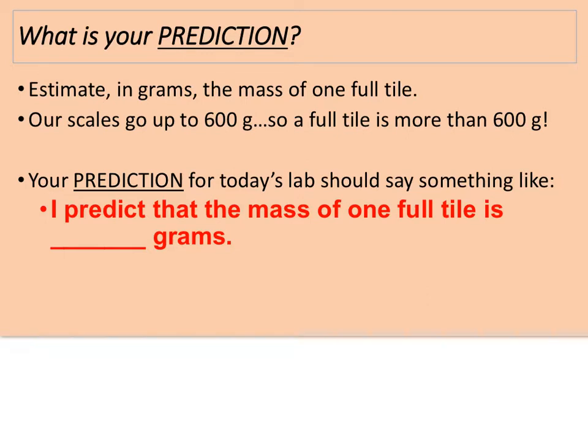Underneath prediction, you should write something like, I predict that the mass of one full tile is, and then you enter your prediction. If it's way off from the real number, that's okay. Part of the purpose of this lab is to get you used to using units like centimeters, meters, and grams. Those are things that you're not as familiar with, so if your prediction is way off at this point, that's okay.